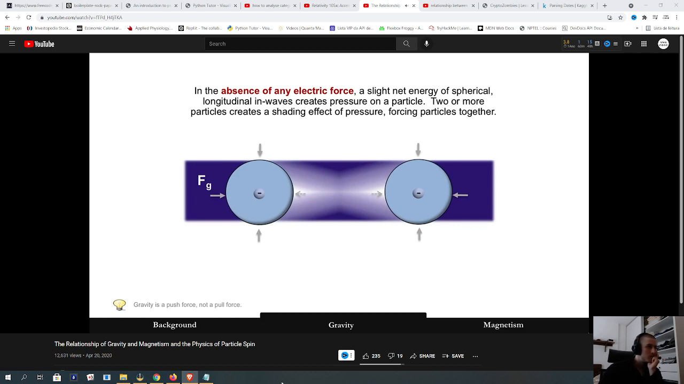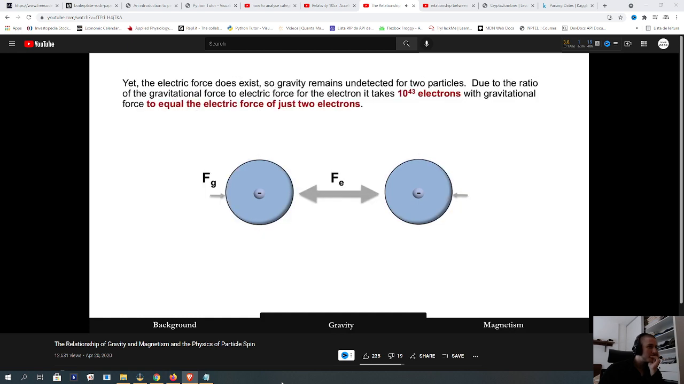But now when you put two or more of those together, you get a shading effect of pressure. Same thing as the radiation pressure, which is witnessed. Right? And what does that do? It forces two particles together. So gravity is not a pull force, it's a push force. But the electric force does exist, right? So gravity remains undetected for two particles.